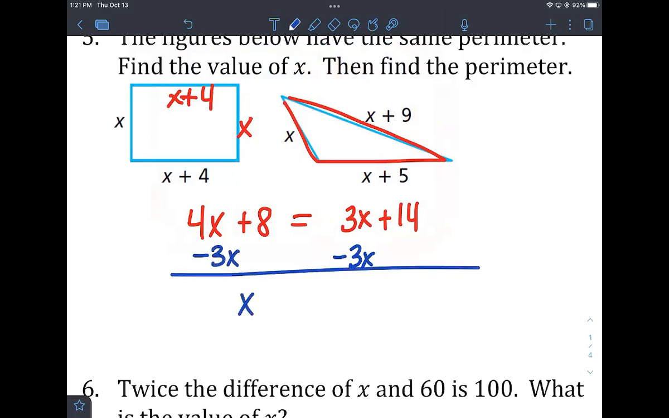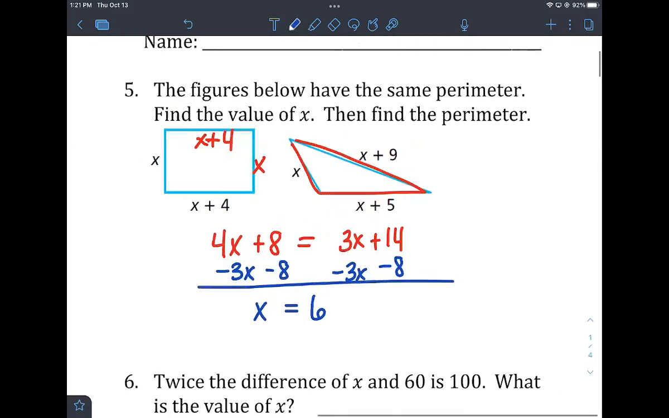That's just going to give us x. Now, in that same step, you can also take the constant 8 that's on that side and move it over to its opposite side. So subtract 8. Subtract 8. What's 14 minus 8? 6. And we have our answer.